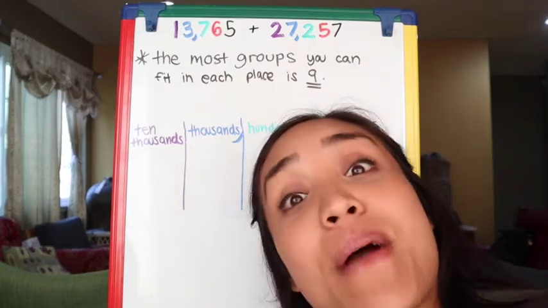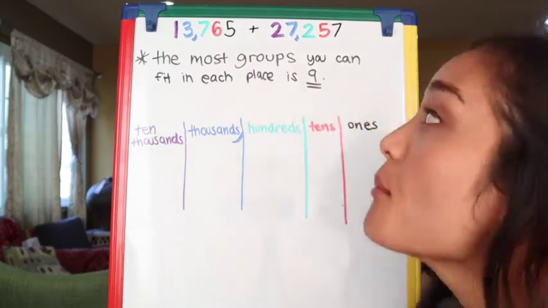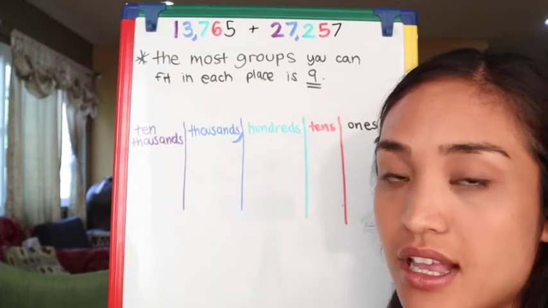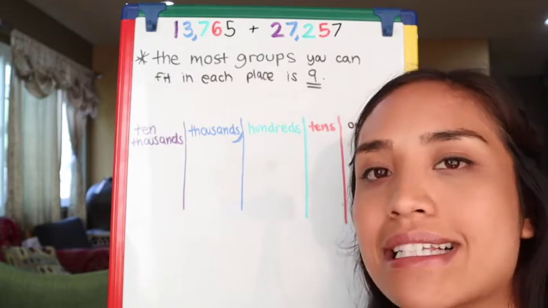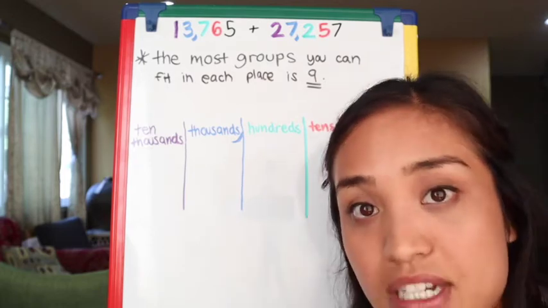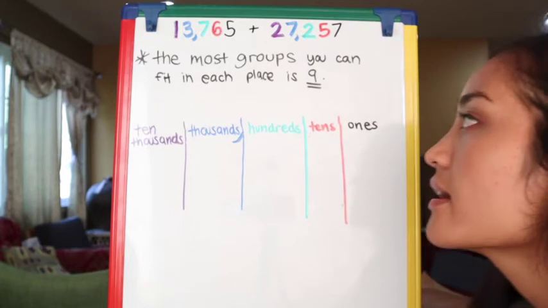Hello! We are back with more adding multi-digit numbers. Now last time we did this, our numbers worked out pretty well. We didn't need to regroup. Today it's going to be different. You are going to practice regrouping.